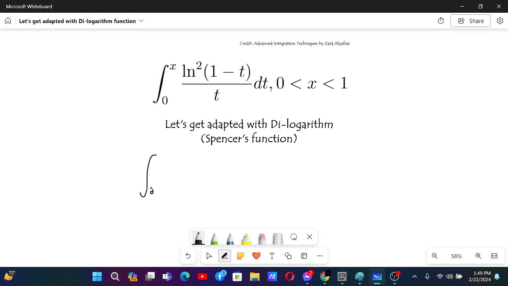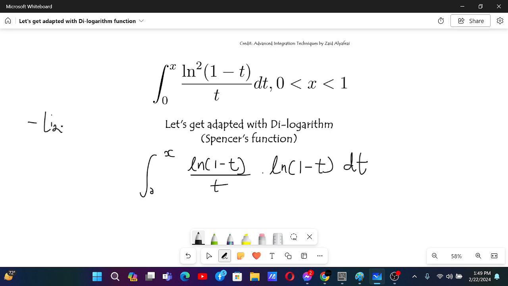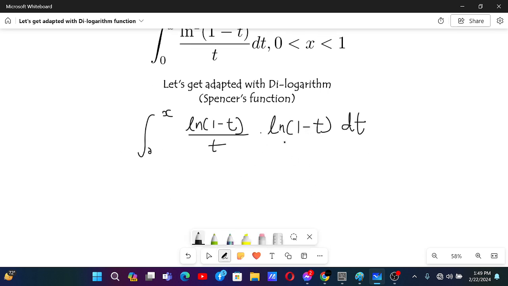First of all, we will try to write this as ln of 1 minus t by t, and then ln of 1 minus t dt. And there's a reason for this, because the integral of this function is just minus Li2 of a variable. So now if we integrate this with this as u and this as v, we get ln of 1 minus t, and this will just be minus Li2 of t from 0 to x.